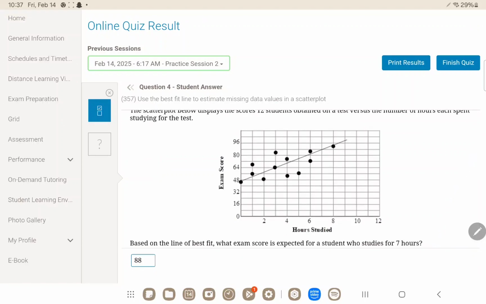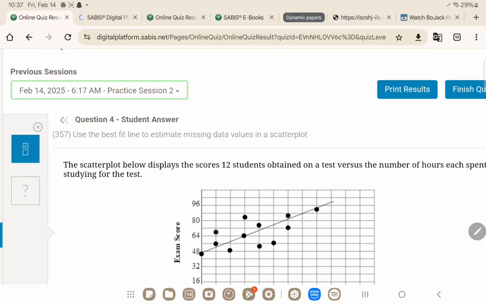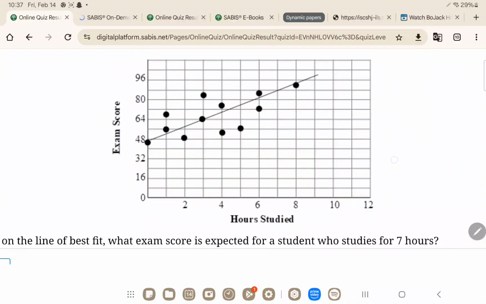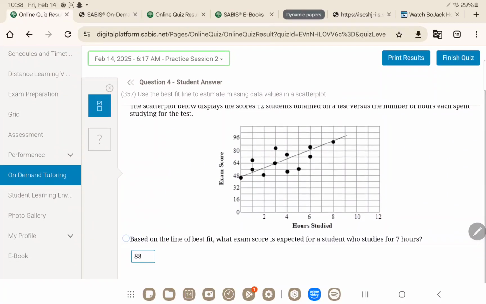Now here, based on the last line of best fit, which exam score is expected for a student who studied for 7 hours? You're going to look at the graph. You're going to look for 7 hours. 7 hours is somewhere here. You're going to go up, reach the line, and draw a horizontal line. It's connecting to here. We need to find which number is found at this point. Now, we know between each one it's 16, and between each mid one is 8. So 8 plus 80 is 88. And that is your score for the student who studies for 7 hours.